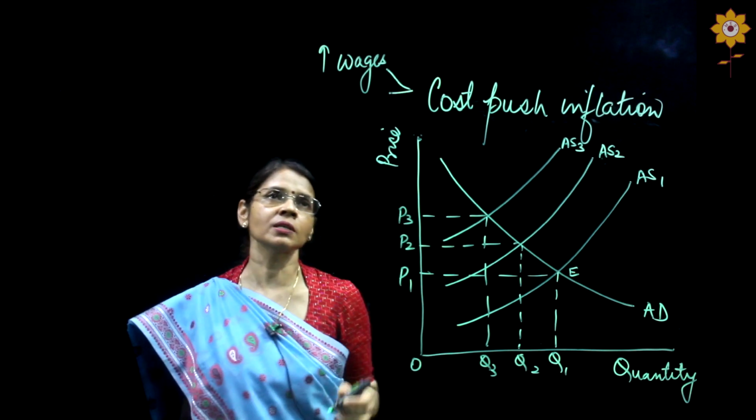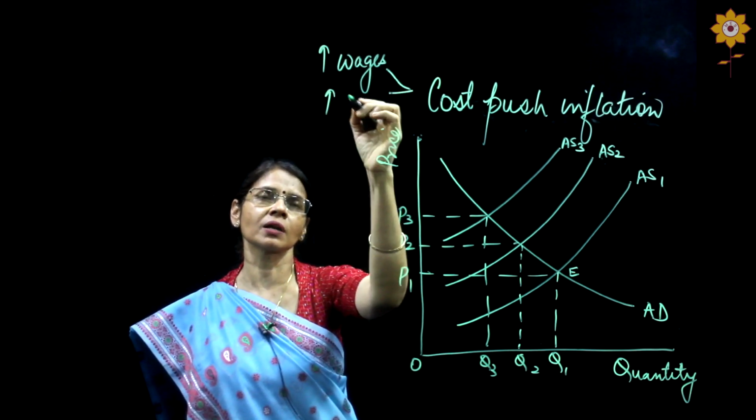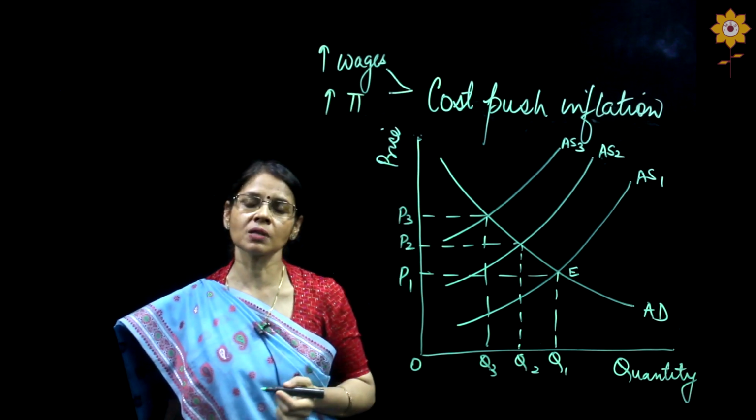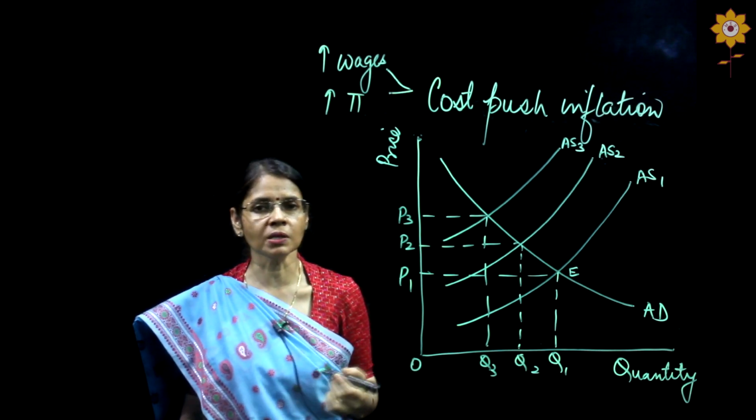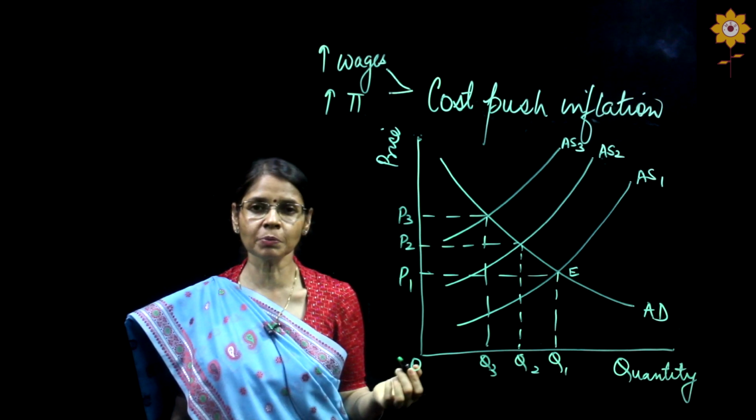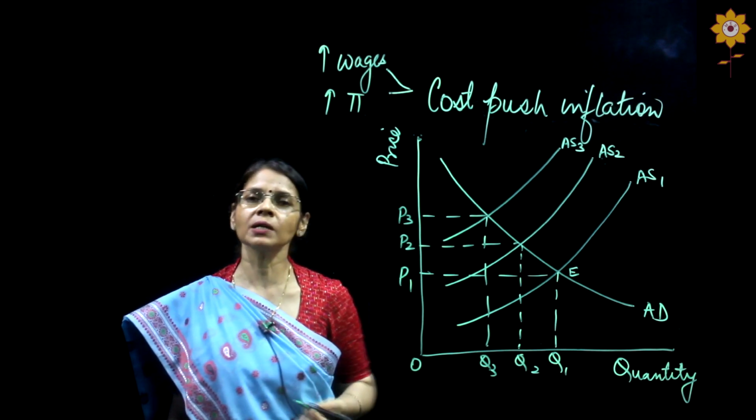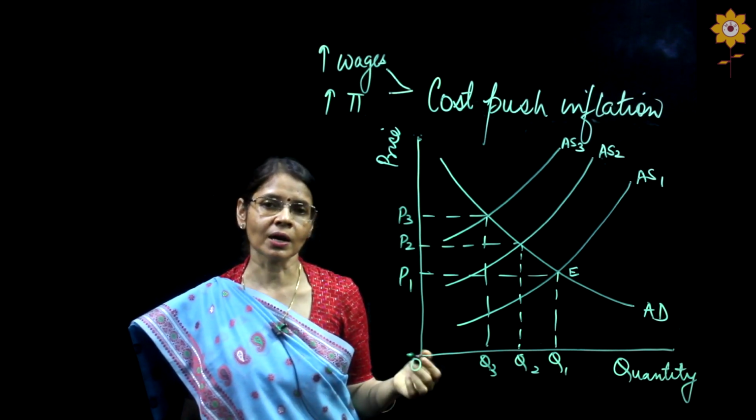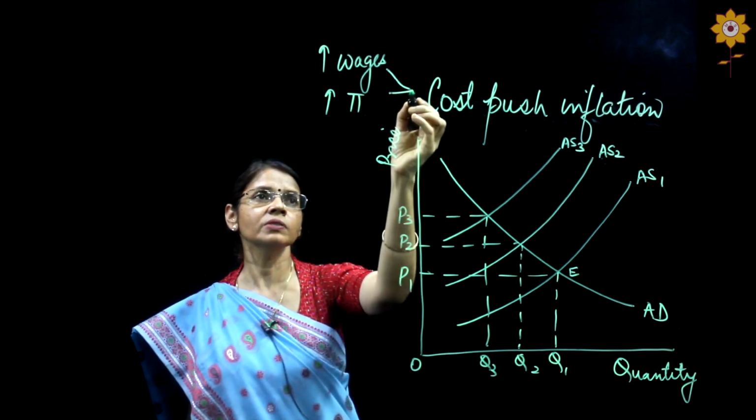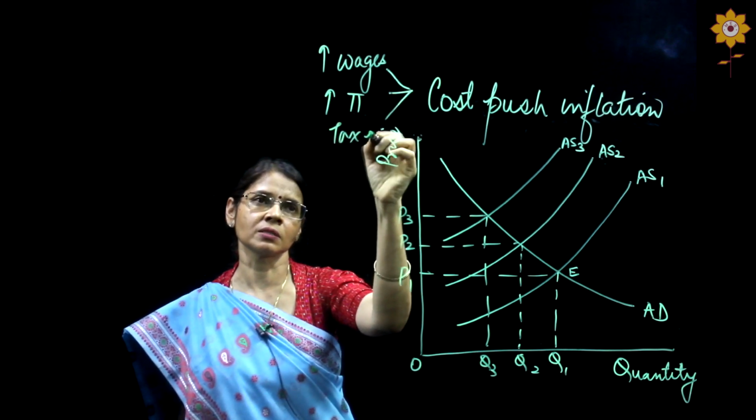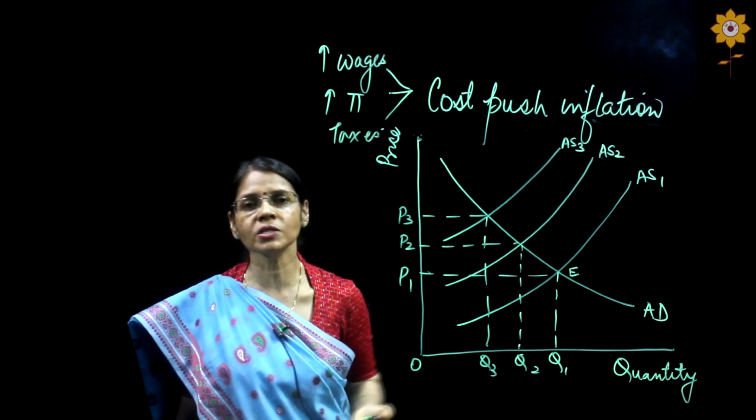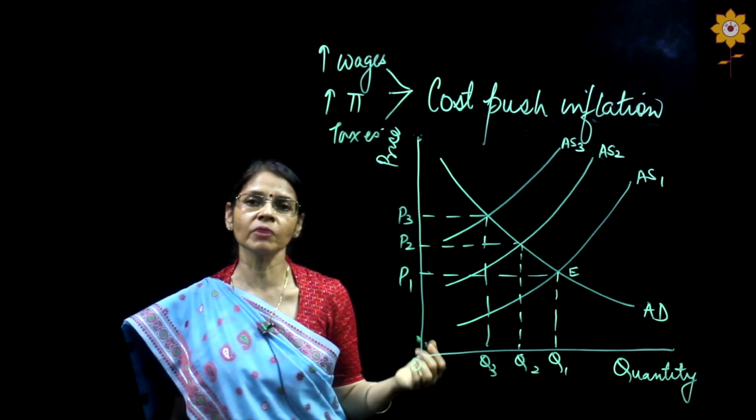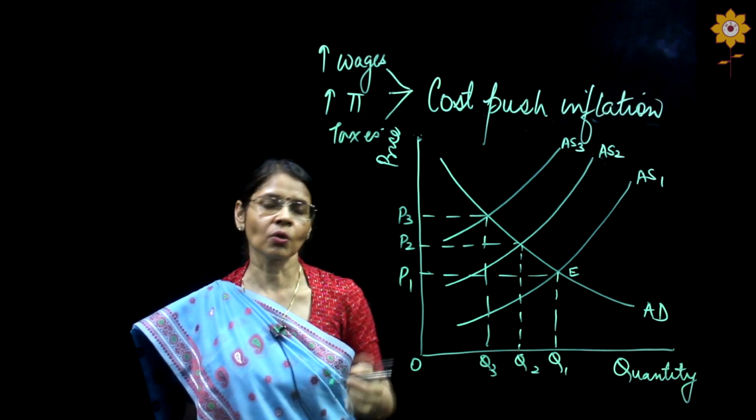Another reason for it is if the profit margins are targeted more. Profit margins are for the producers. For example, in place of 10%, now they think to increase it to 15% profit margin. So, automatically it is going to lead to a rise in the price. Or if suppose the taxes increase for the producers, automatically it is shifted to the consumers. So, that will also lead to a rise in cost.